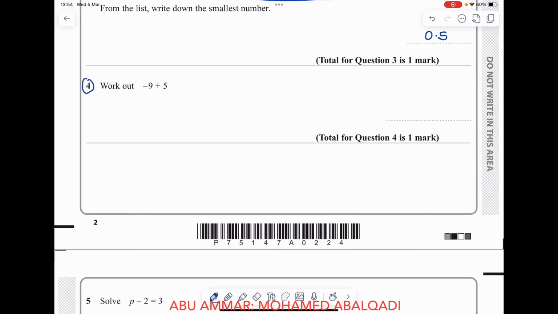Now to question 4, which says work out minus 9 plus 5. When we think of a number line with 0 here, we know positive numbers are to the right of 0 and negative numbers are to the left of 0. And we know minus 9 will be somewhere here. So minus 9 plus 5 means moving 5 places to the right of minus 9. So 1, 2, 3, 4, 5. So this is minus 8, minus 7, minus 6, minus 5, minus 4. So minus 9 plus 5 will be minus 4.